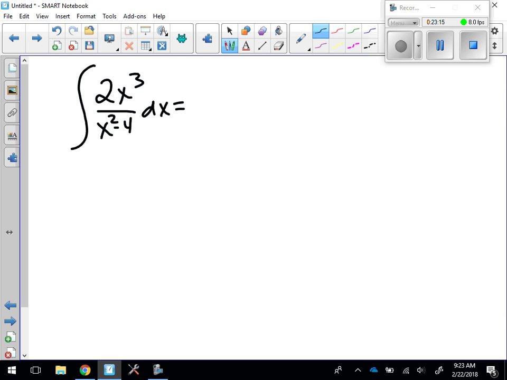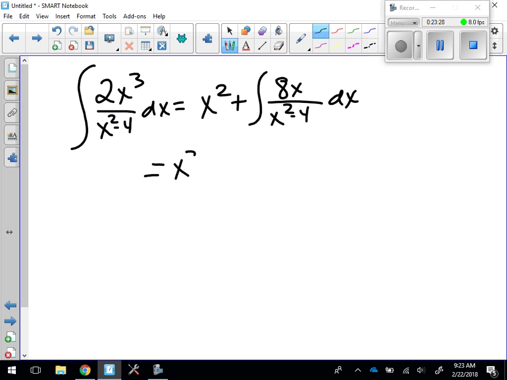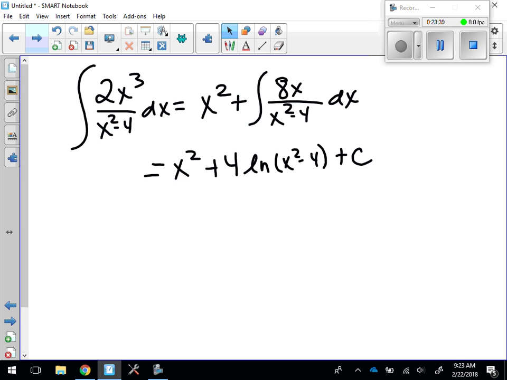So, again, my original integral looked like that. I ended up with x squared plus my integral of 8x over x squared minus 4 dx. And we just figured out that that integral was 4 natural log x squared minus 4 plus c. And that is, in fact, the same answer that we got when we did substitution.